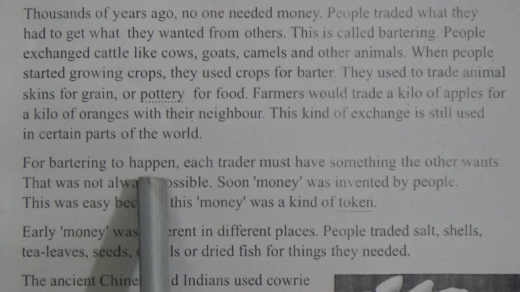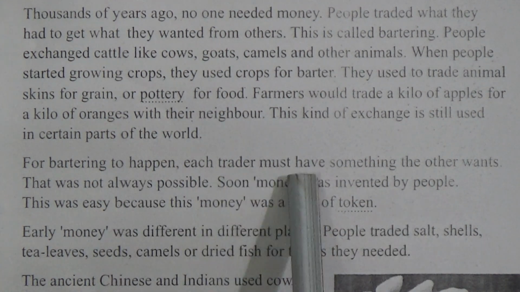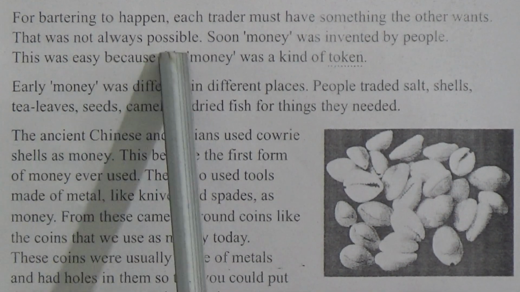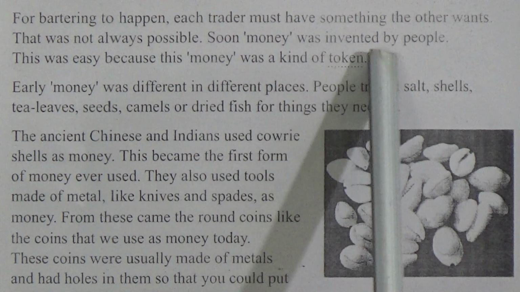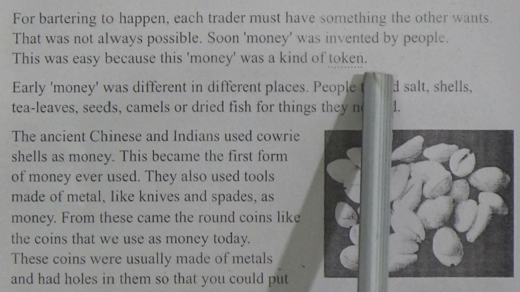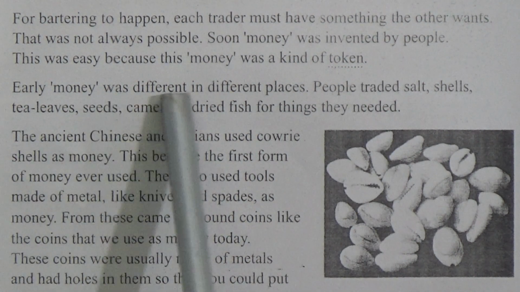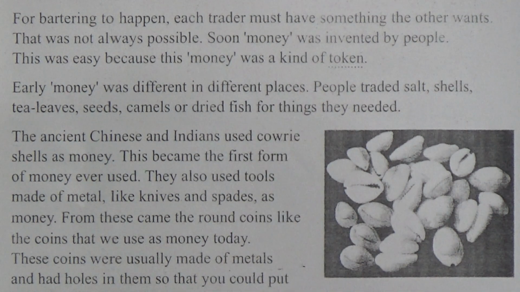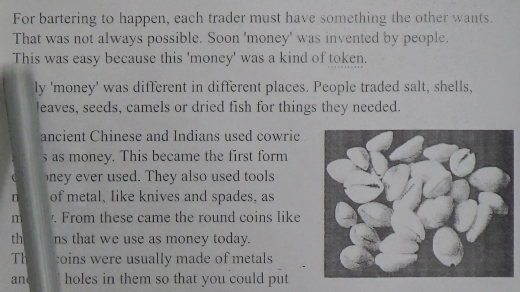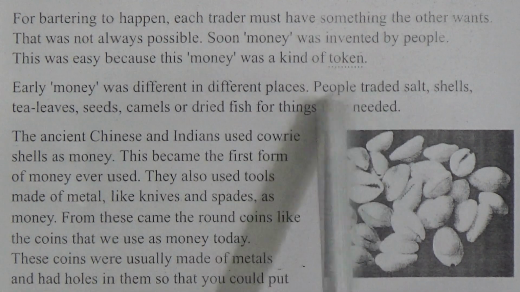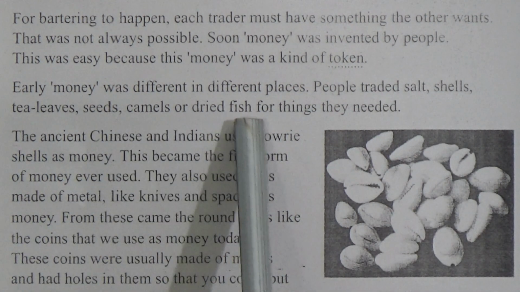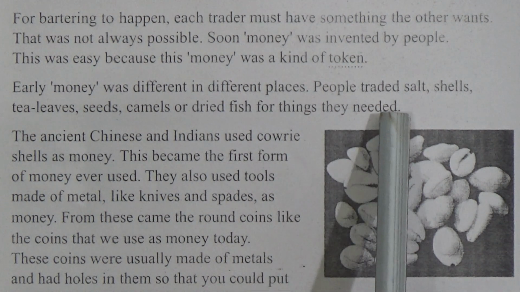For bartering to happen, each trader must have something the other wants. That was not always possible. Soon money was invented by people. This was easy because money was a kind of token. Early money was different in different places. So in earlier times, the idea of money was different in different places. People traded salt, shells, tea leaves, seeds, camels or dried fish for things they needed.